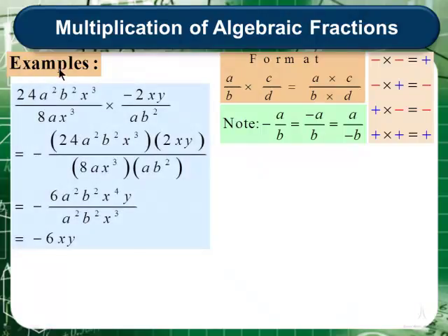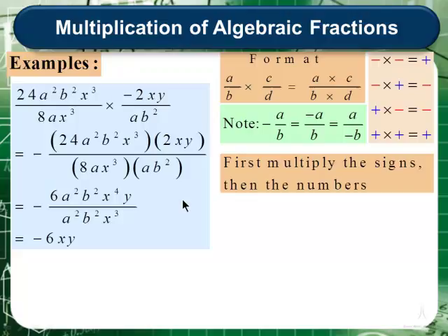First example, we have an algebraic fraction, as indicated, multiplied by a second algebraic fraction, which is negative. So the numerical coefficient is minus 2 for the second one, and for the first one it is 24 over 8. As indicated, we multiply the numerators together and the denominators together, and then we simplify. First of all, we can also consider the sign. The first one is positive and the second factor of this product is negative, so the final product will be a negative.